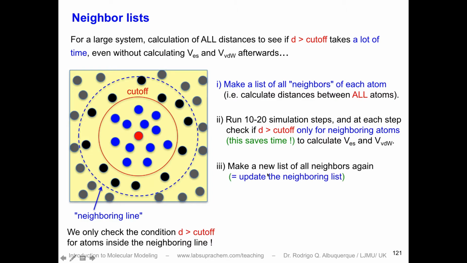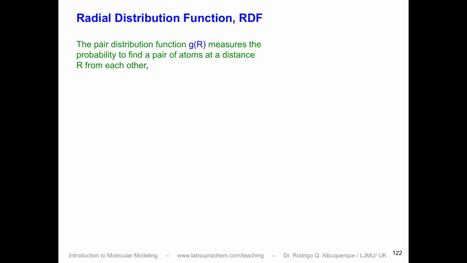And then we make a new list, which means we update the neighbor list to see which atoms are now inside this blue circle. And then we keep repeating steps 1 to 3 through the whole simulation. This is a way to save a lot of computation time, to avoid having to compute all distances between each atom pair inside your system.